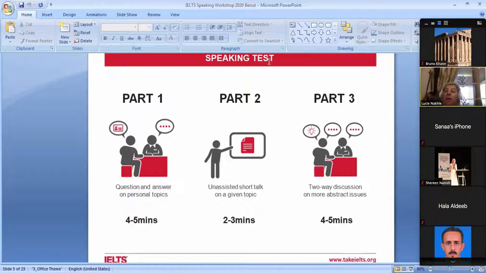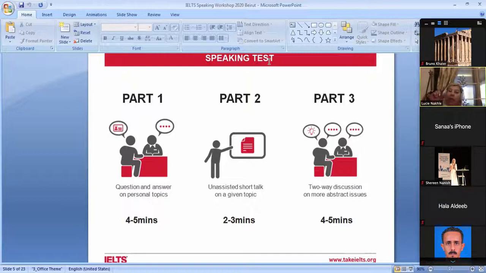Part 3 is a two-way discussion between the candidate and the examiner. However, it's with regards to the topic in part 2. So for example, if we talked about journeys, a journey to a famous place or a nice place or a place where you enjoyed your trip, part 3 would be about journeys in general. Car journeys, plane journeys, travel in general, etc.